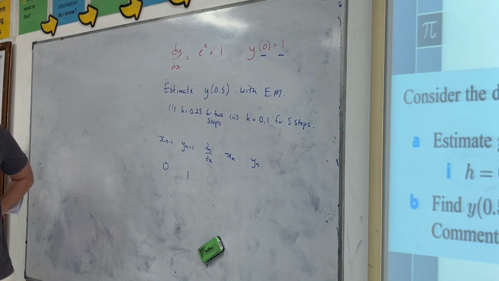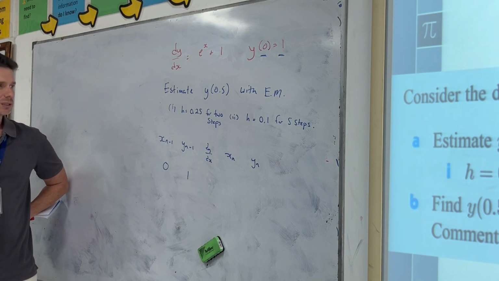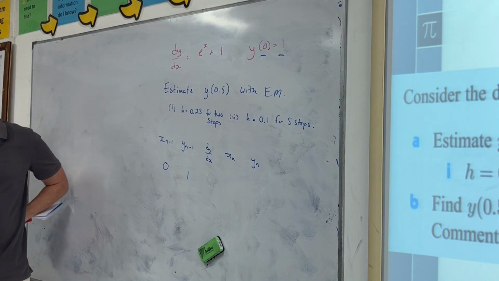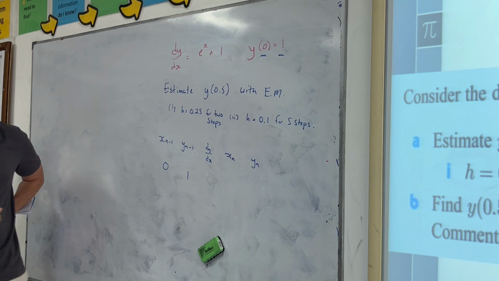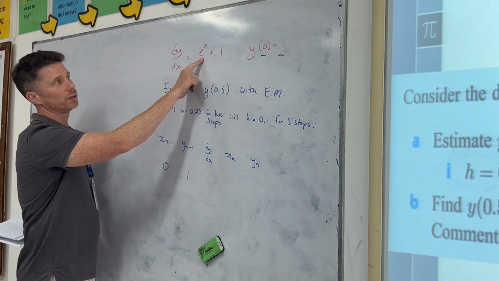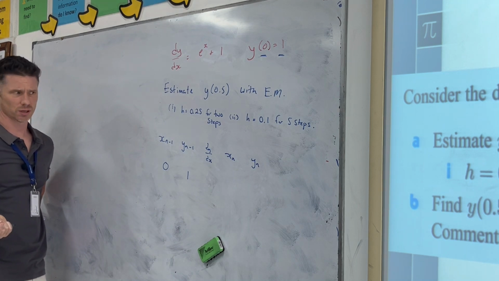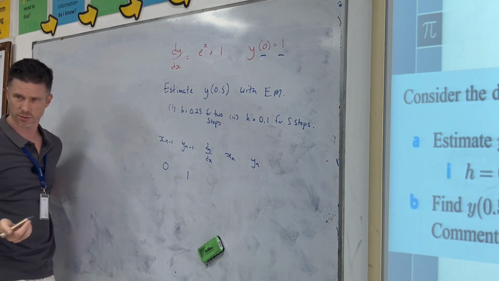Okay, so what's the slope of the tangent to the function at 0? 1, not 2. So I'd sub in 0 into here. I get e to the power 0 plus 1, which is 1 plus 1, which is 2. The gradient's 2.